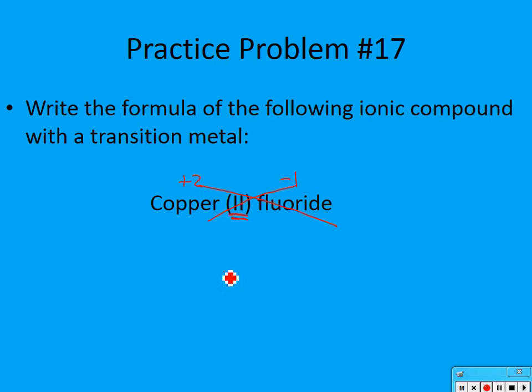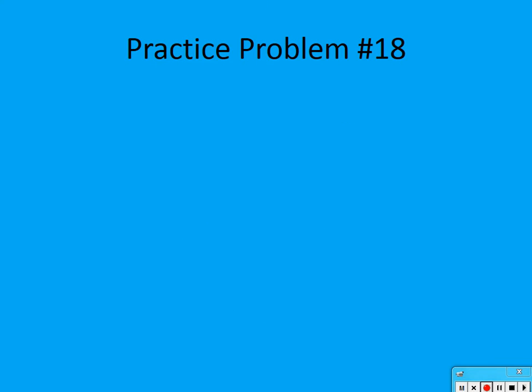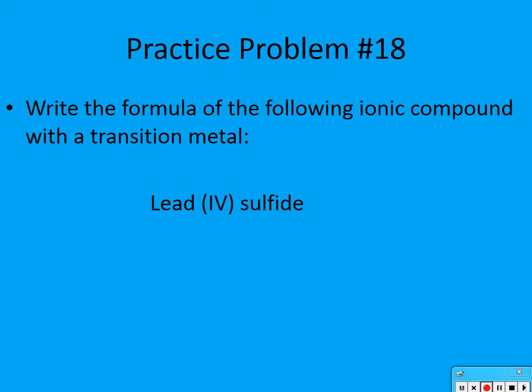So copper, what's its symbol? Cu. What number goes here? 1, I don't need to write it. Okay. Fluoride is what? F. And what number goes here? 2. Can I reduce a 1 and 2? Nope. So that is copper 2 fluoride. Formula. Very good.